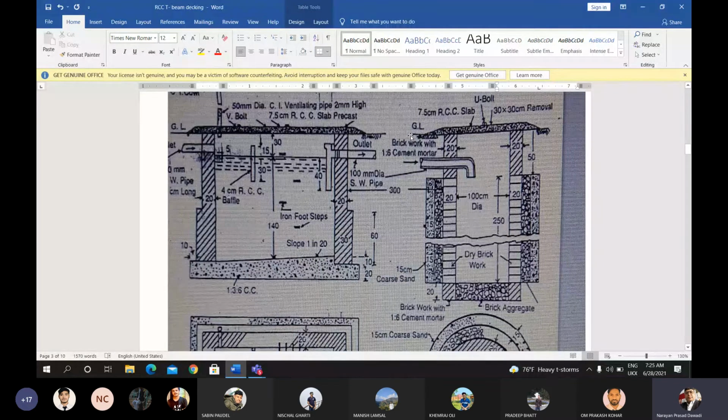Similarly, the ground level is here. For the soak pit, you have to excavate up to this level. The shape is circular. The shape is not rectangular for the soak pit, while the shape for the septic tank is rectangular.